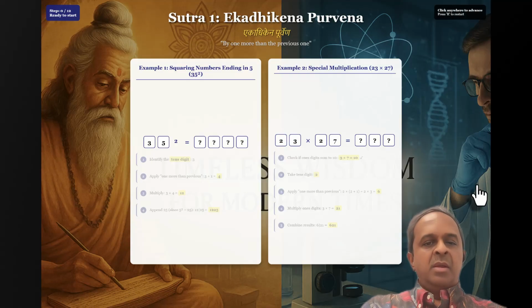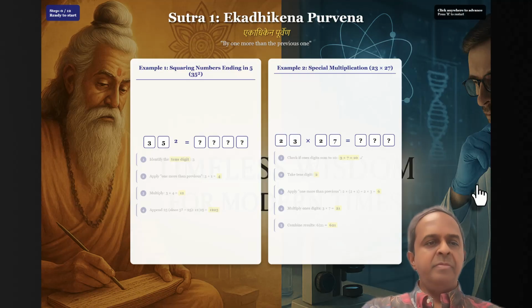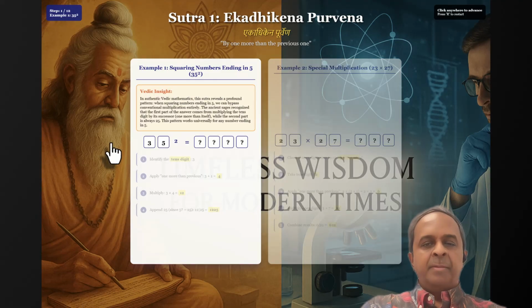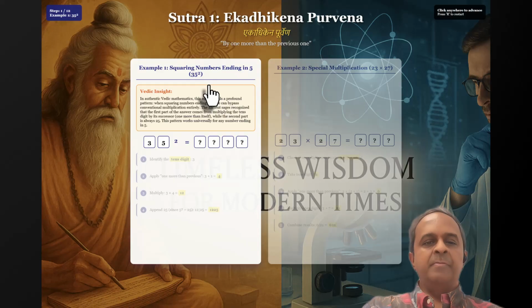Okay. So let's look at the first example, squaring numbers ending with 5. The first example demonstrates how to square numbers ending in 5. So let's calculate squaring using the ancient technique. So notice, if you look at this sutra, as it relates to this example of squaring numbers ending with 5.